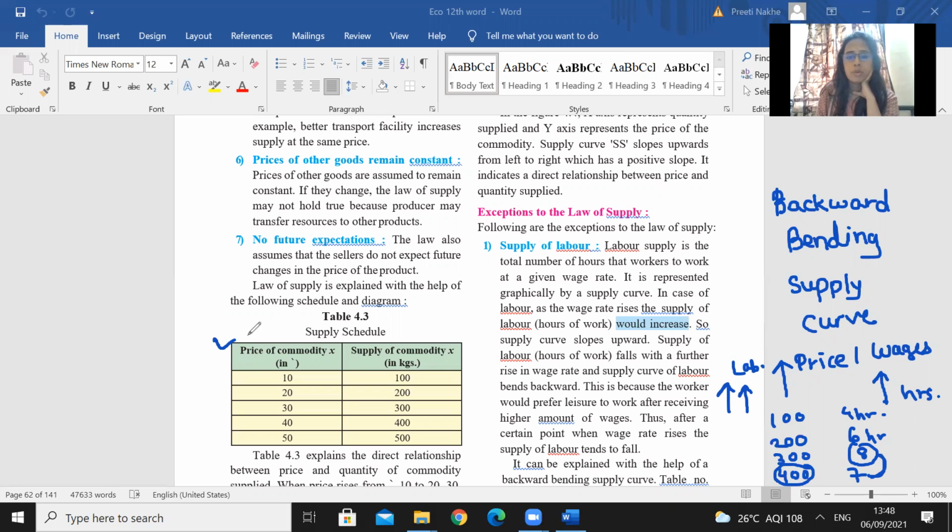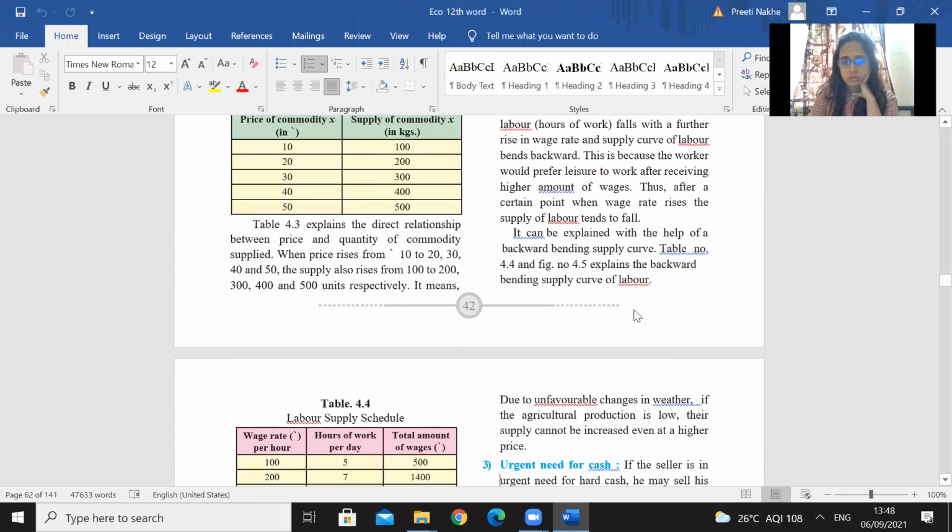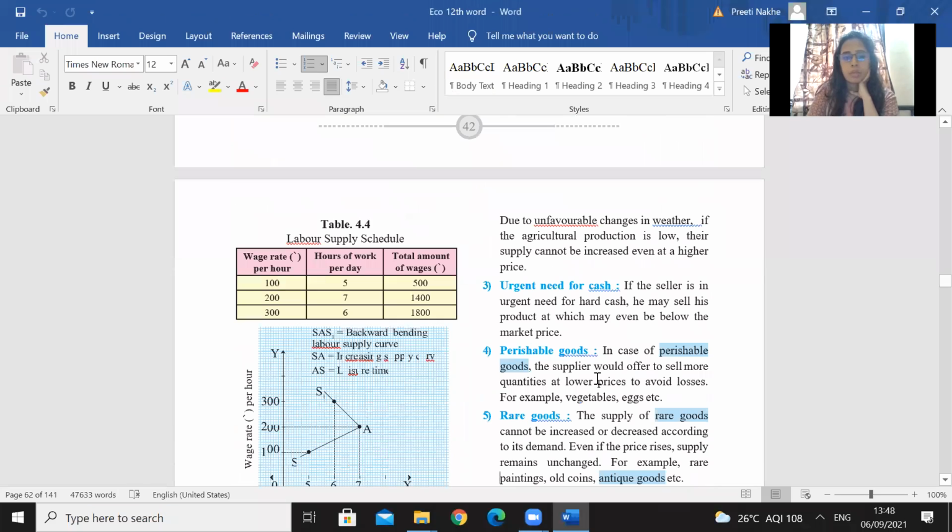See here, this will be better understood with the help of this supply schedule. We have a wage rate schedule. At the wage rate of 100 rupees, total hours of working is 5, so he is getting 500 rupees. When the wage rate increased from 100 to 200, he has started working 2 more hours, so in total he is working for 7 hours. So 200 into 7, 1400.